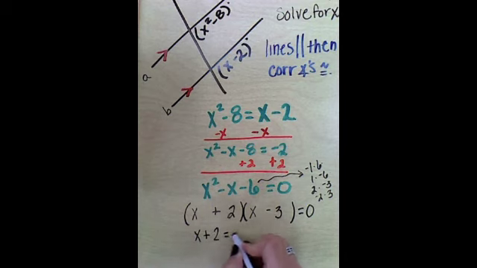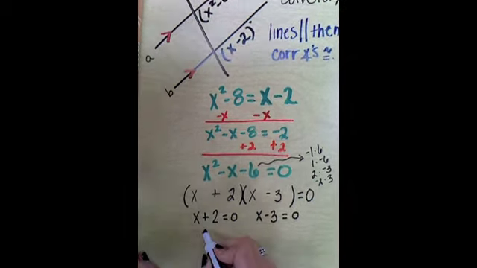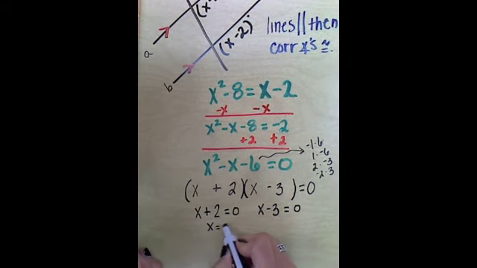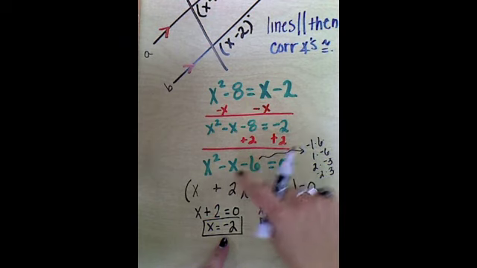we do the zero product property, which means take each of these quantities, set them equal to 0. Subtract 2, and we end up with x equals negative 2. That's our one answer. And add 3, and we end up with x equals 3. Double check, plug it right back in.